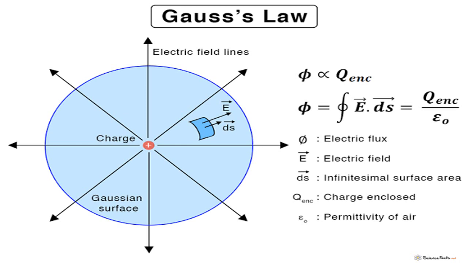Now, it is also important for you to know that flux can either be positive or negative. When flux is positive, it simply means that you have the field lines radiating outward. When flux is negative, it means that you have field lines radiating inward, because charges that are negatively charged move inward, while those that are positively charged move outward, right?